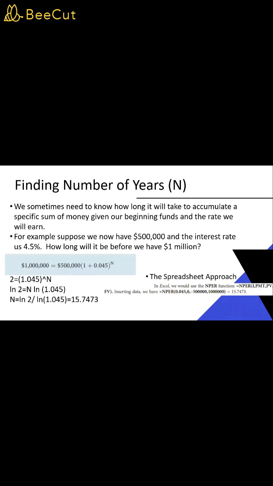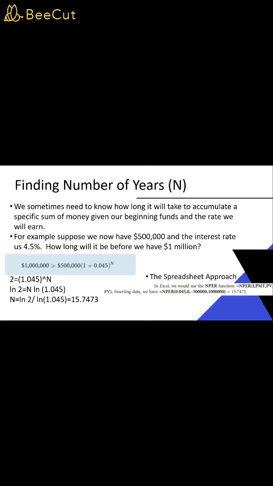In some other kinds of problems, you may be given all the information, so the future value, the present value, the interest rate, but you may not be given n, or the number of periods. So how would you calculate that? Let's look at an example. This example says we now have $500,000 and the interest rate is 4.5%. How long will it take before we have $1 million?